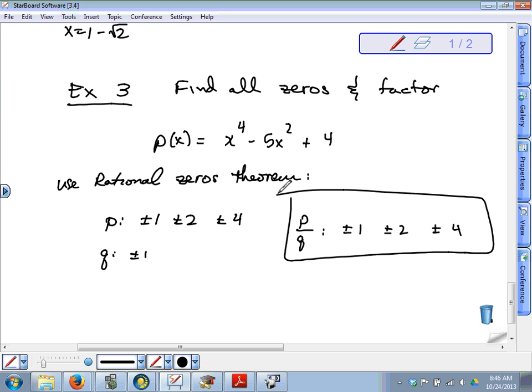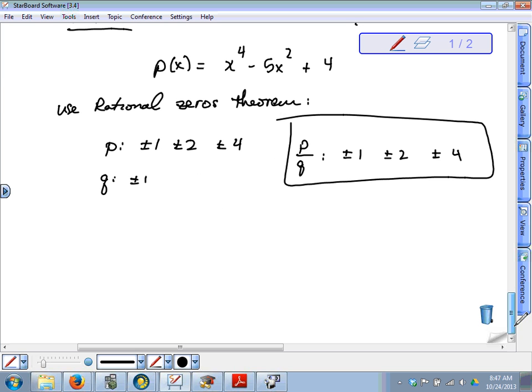Has anybody found one? You found 2? What are they? No, not negative 1. I got 1. Negative 2 and positive 1. Positive 1 works? But negative 1 does not work. Well, let's try positive 1. Let's see if that one works.